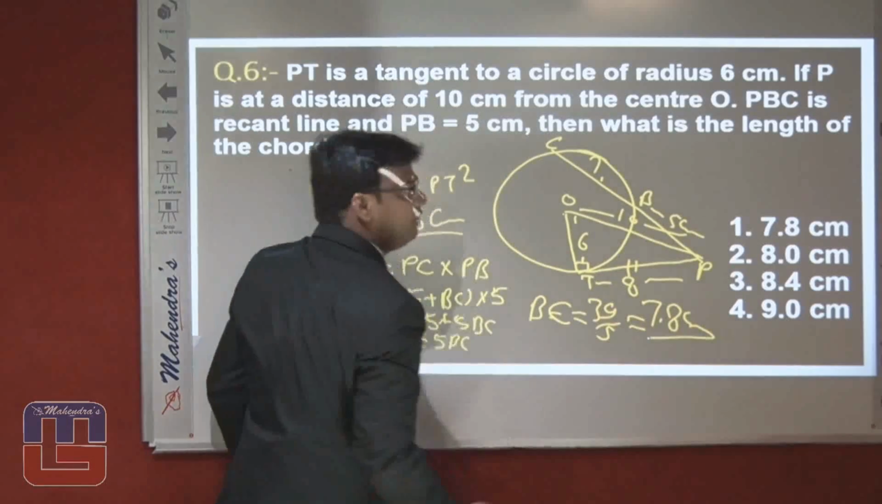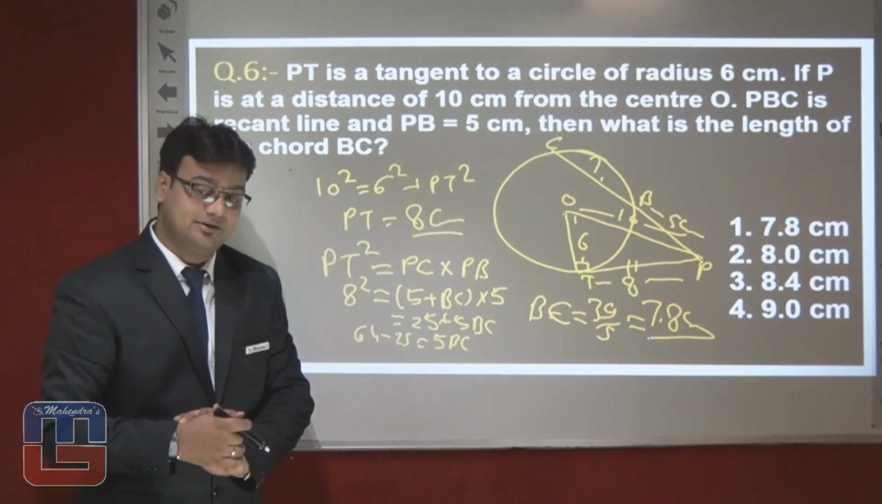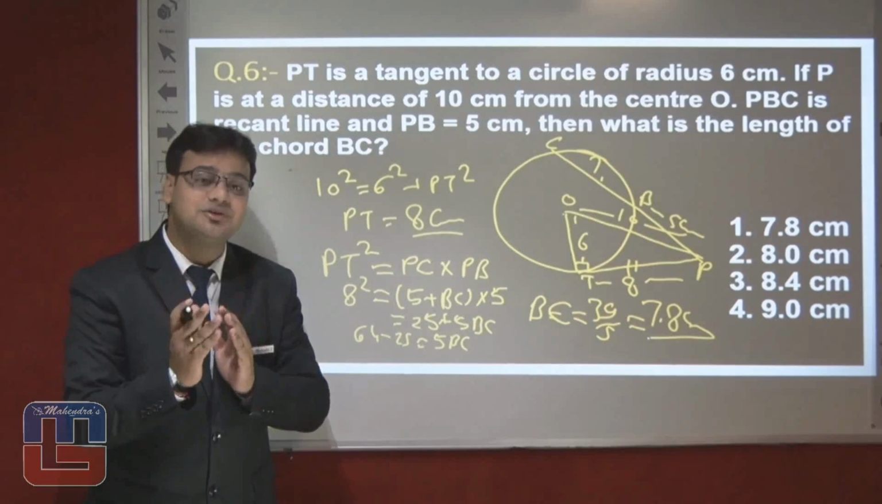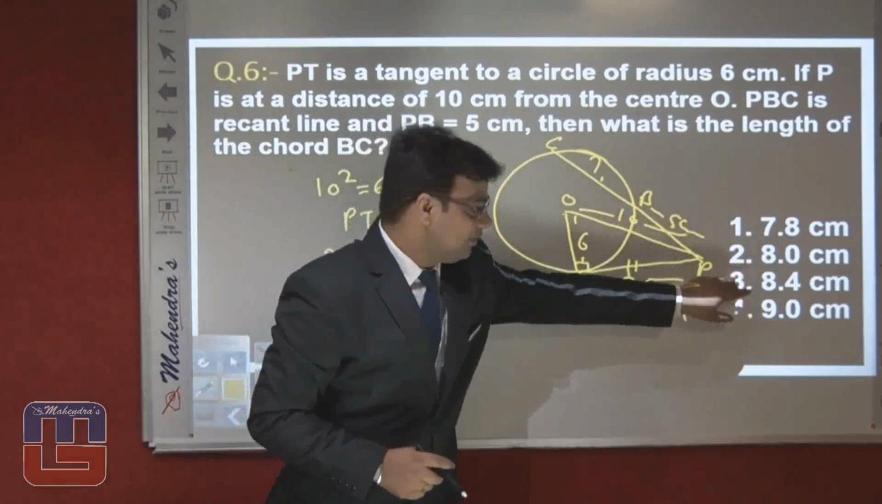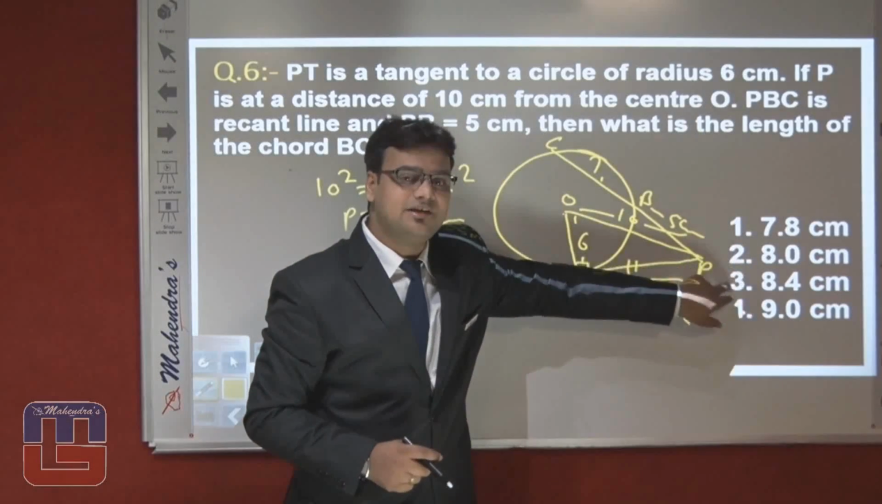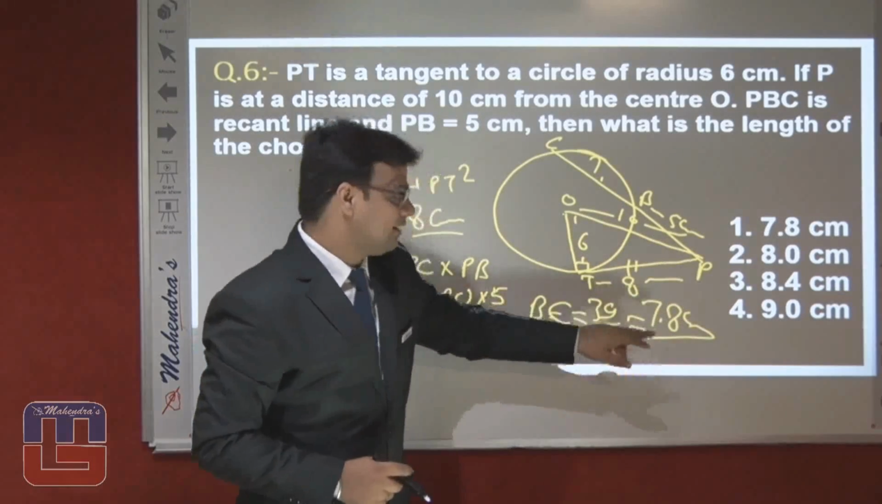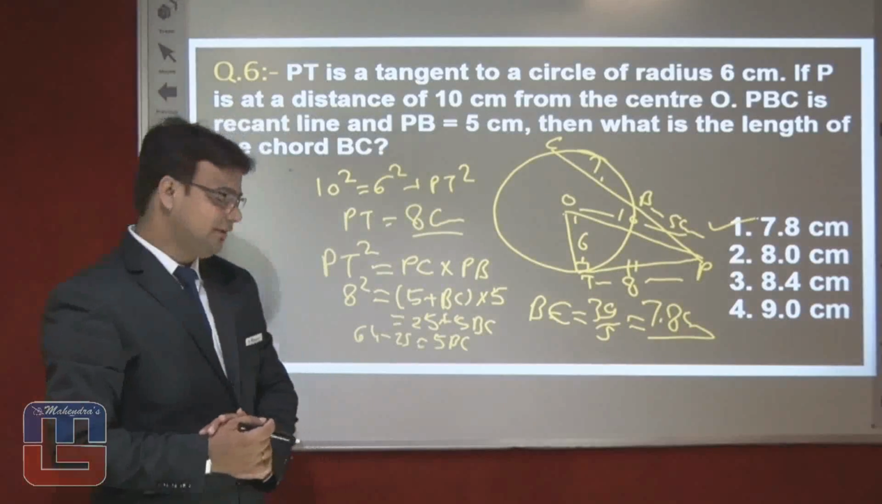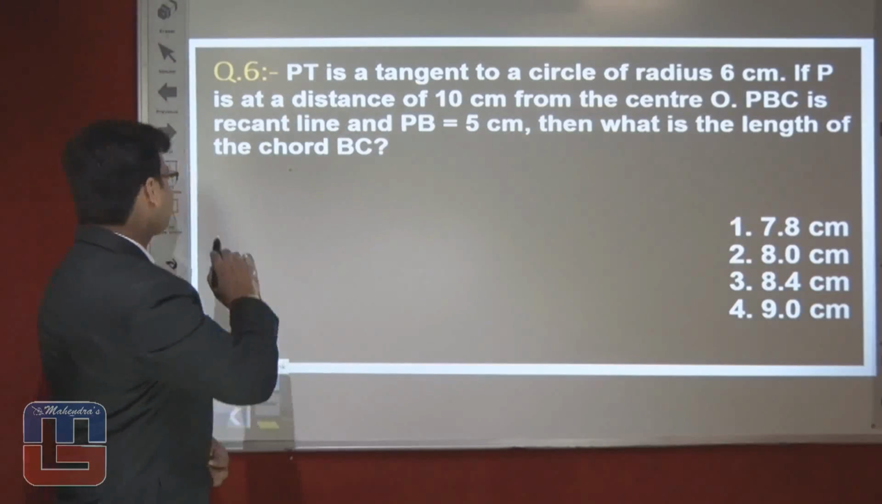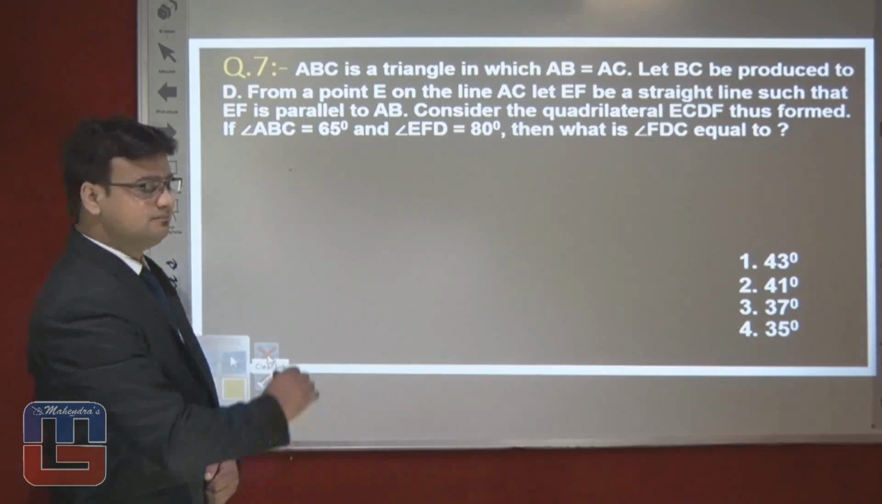We check which option has 7.8. Sometimes students get confused between options, 7.8 and 8, and by mistake click on option 2 or 3, but the correct answer is 7.8 centimeter. So our correct answer is 7.8 centimeter. Next question.